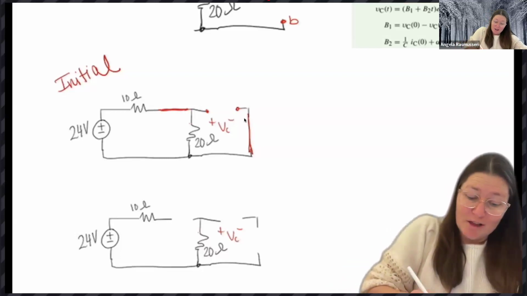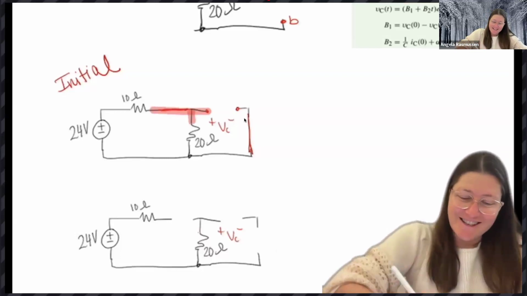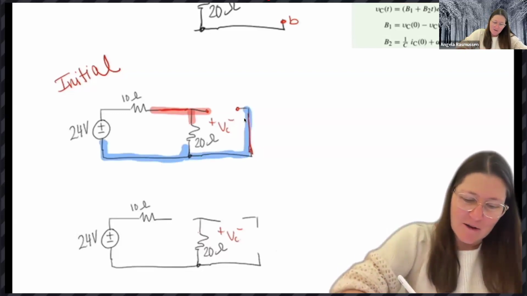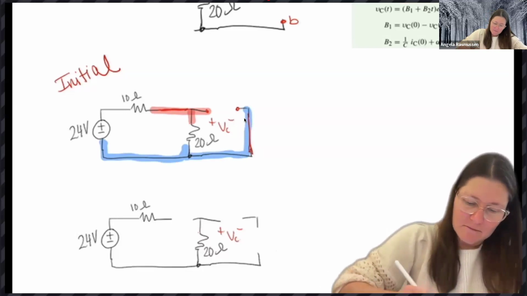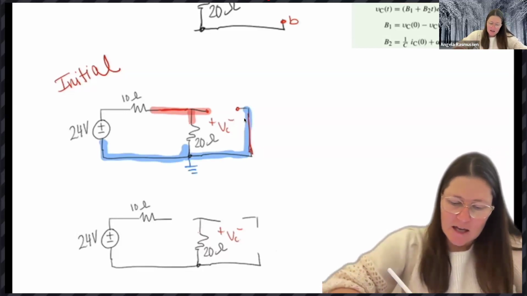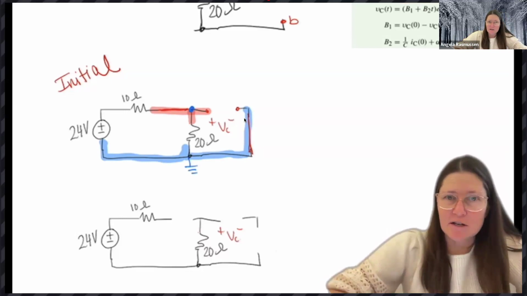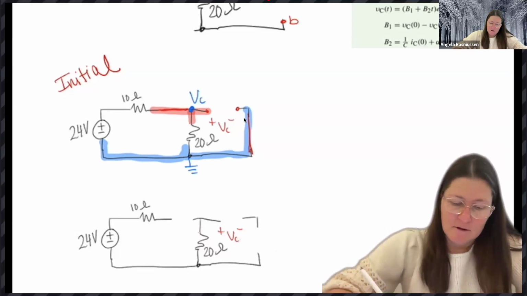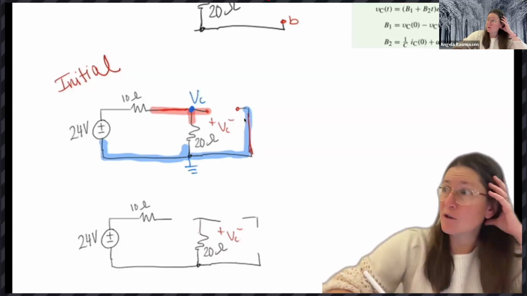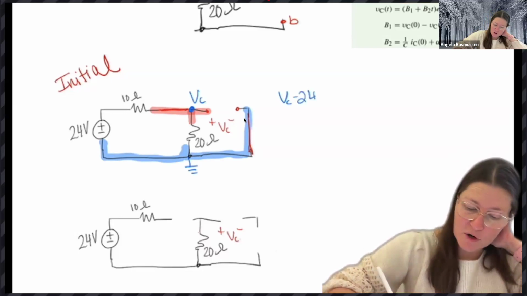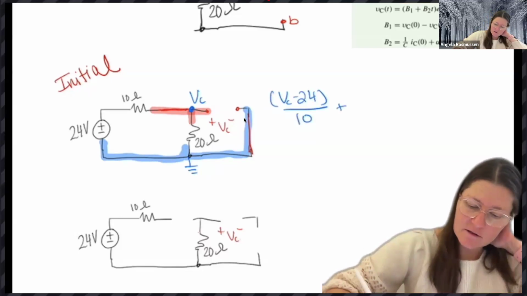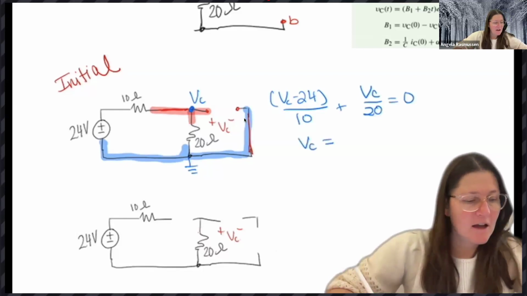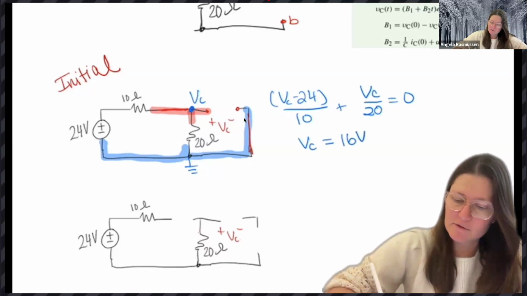So, as you know, I love node voltage. So I am going to place a ground on the bottom. And then this is going to be what if that ground is there? That node will be VC. Yeah, so then I would go into the node voltage equation. So VC minus 24 over 10, correct? And then solve for VC. And I get 16 volts.